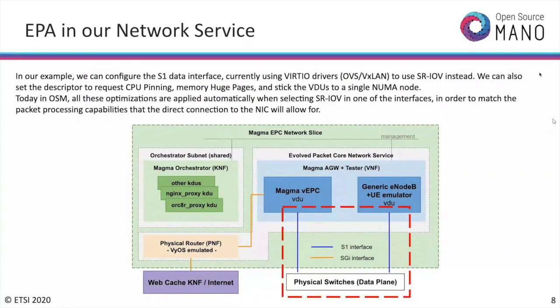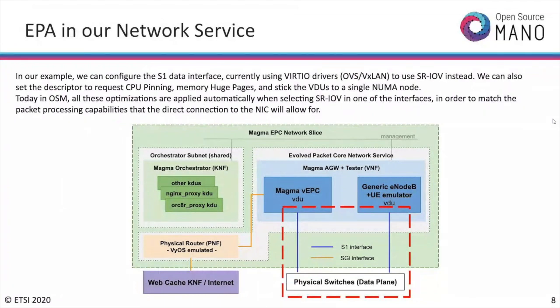So how will we apply EPA in our network service? Taking into account that in OSM today, when you enable SR-IOV, you are also enabling huge pages, CPU pinning, and assigning a dedicated node to your instance. That's how it's designed today. It's not granular. It's not that you can pick a single technique today. That is being improved in later versions to be able to test a single functionality.